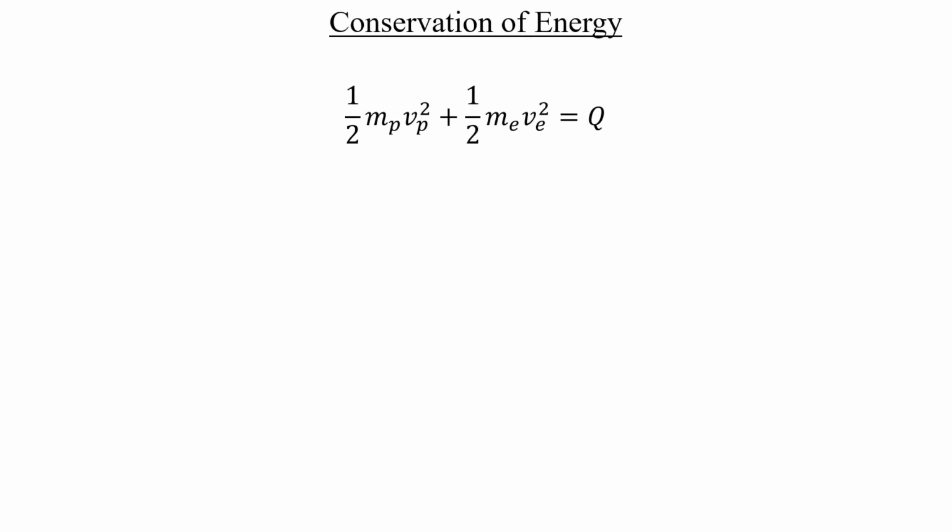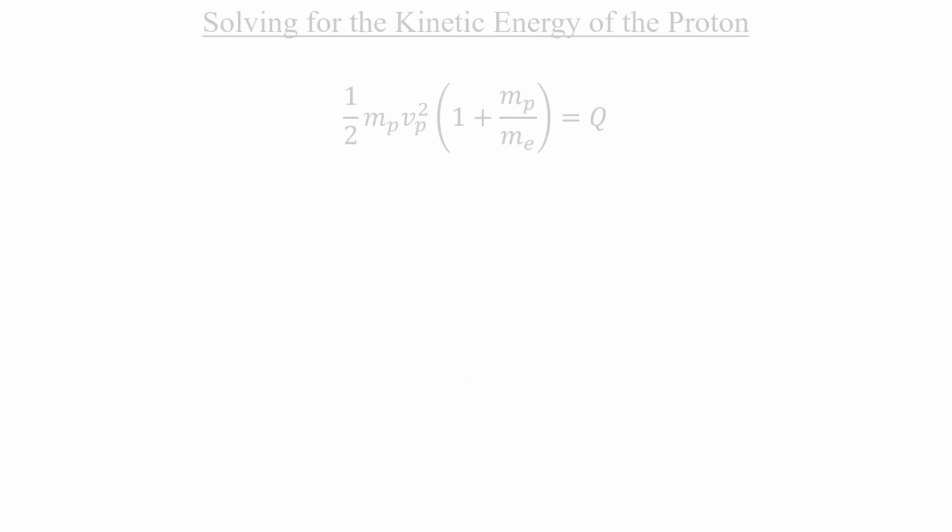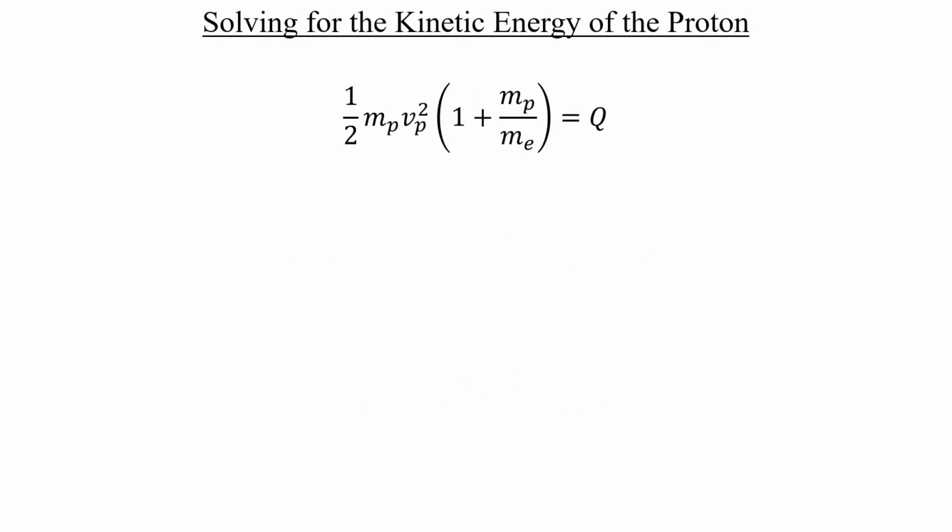Here's the conservation of energy following the decay, where the sum of the kinetic energies is equal to the total energy that was released. Let's plug in the expression for the velocity of the electron, and then we'll square the quantities inside the parentheses and cancel out a factor of the electron's mass in that second term. Following that, we can factor out 1/2 the mass of the proton and the proton's velocity squared to put the proton's kinetic energy outside the parentheses.